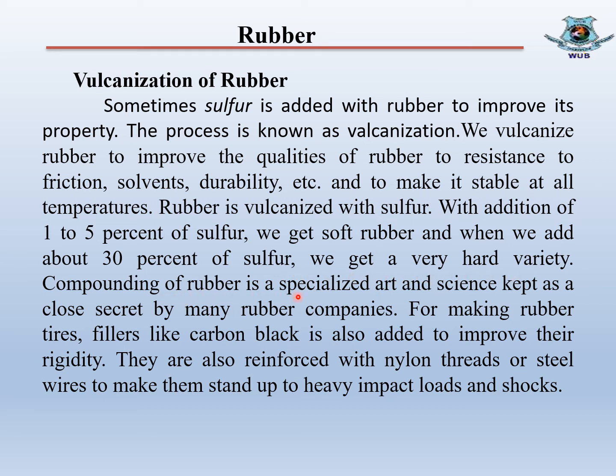Compounding of rubber is a specialized art and science, kept as a close secret by many rubber companies. For making rubber tires, fillers like carbon black are also added to improve the rigidity. They are also reinforced with nylon threads or steel wires to make them stand up to heavy impact loads and shocks.